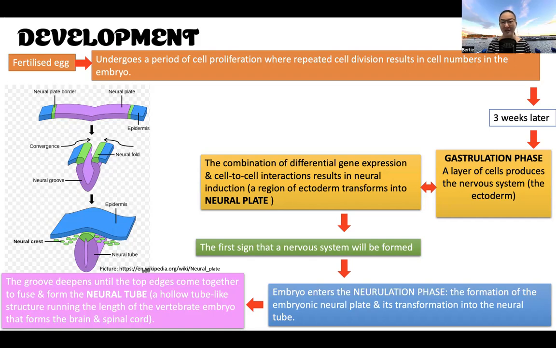3 weeks later, the gastrulation phase happens. In this gastrulation phase, a layer of cells produces the nervous system, or the ectoderm. The combination of differential gene expression and cell-to-cell interactions results in neural induction. A region of ectoderm transforms into the neural plate. This is the first sign that a nervous system will be formed.